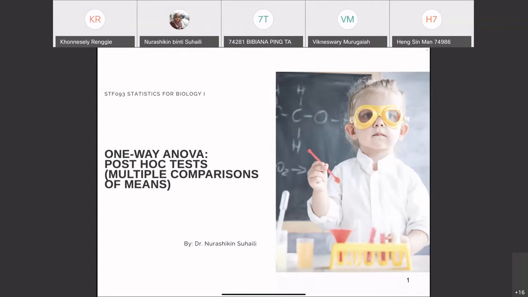If we have 2 samples, like in a t-test, we don't have any problems because we only have A and B. So if we accept the alternative hypothesis, obviously we know that there is a difference between A and B. But if we are dealing with 3 or more samples, and we say that there is a difference among the 3 samples, where is the difference? We need to know. So that's why we do the post-hoc test, okay?